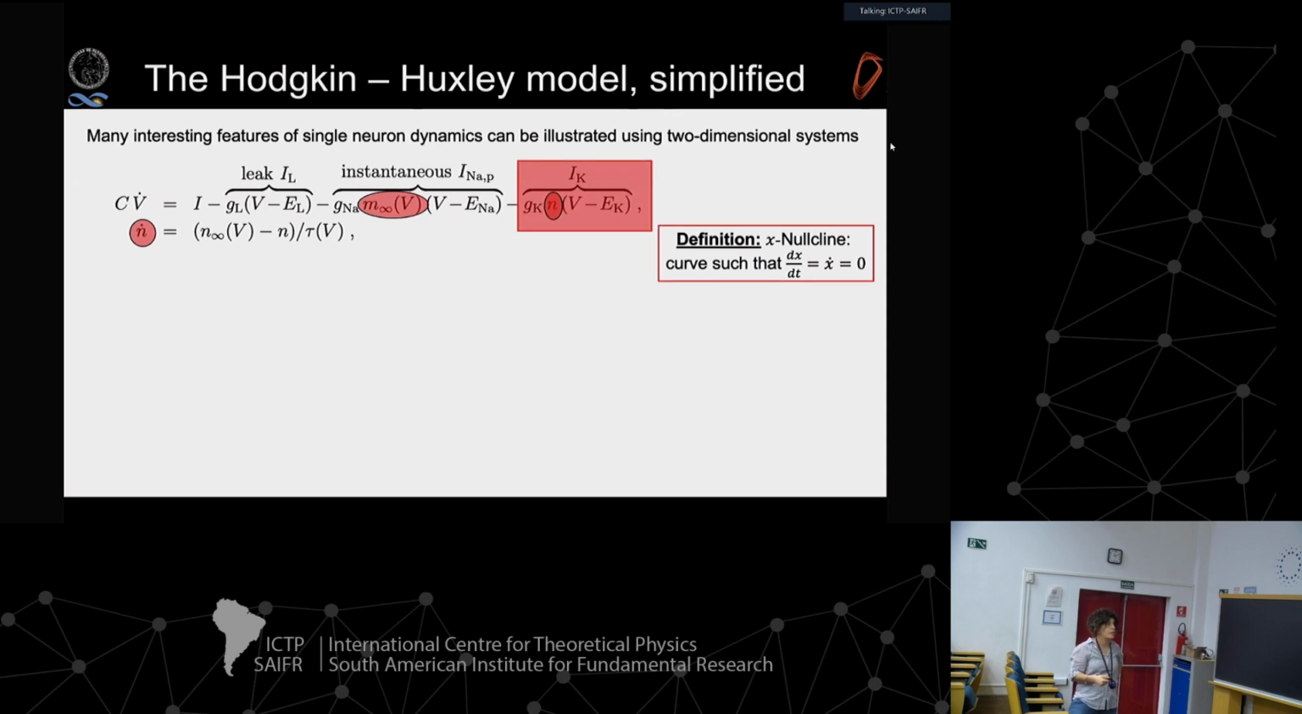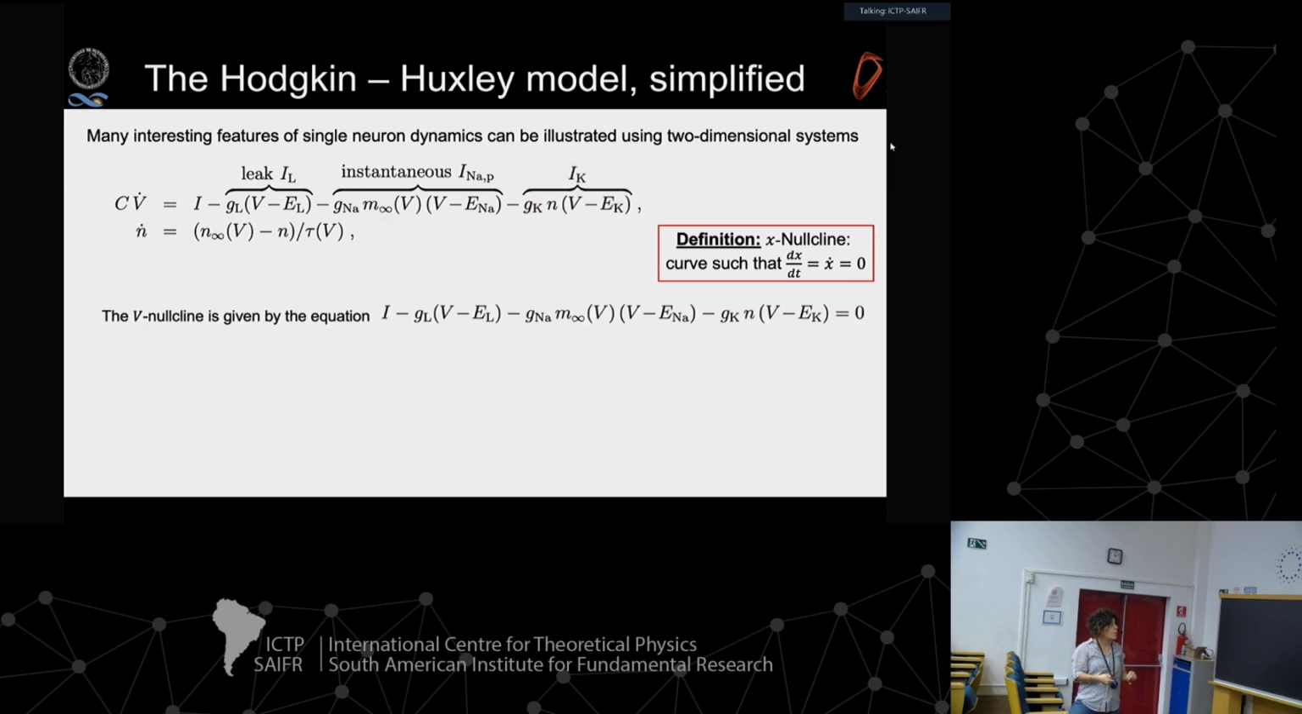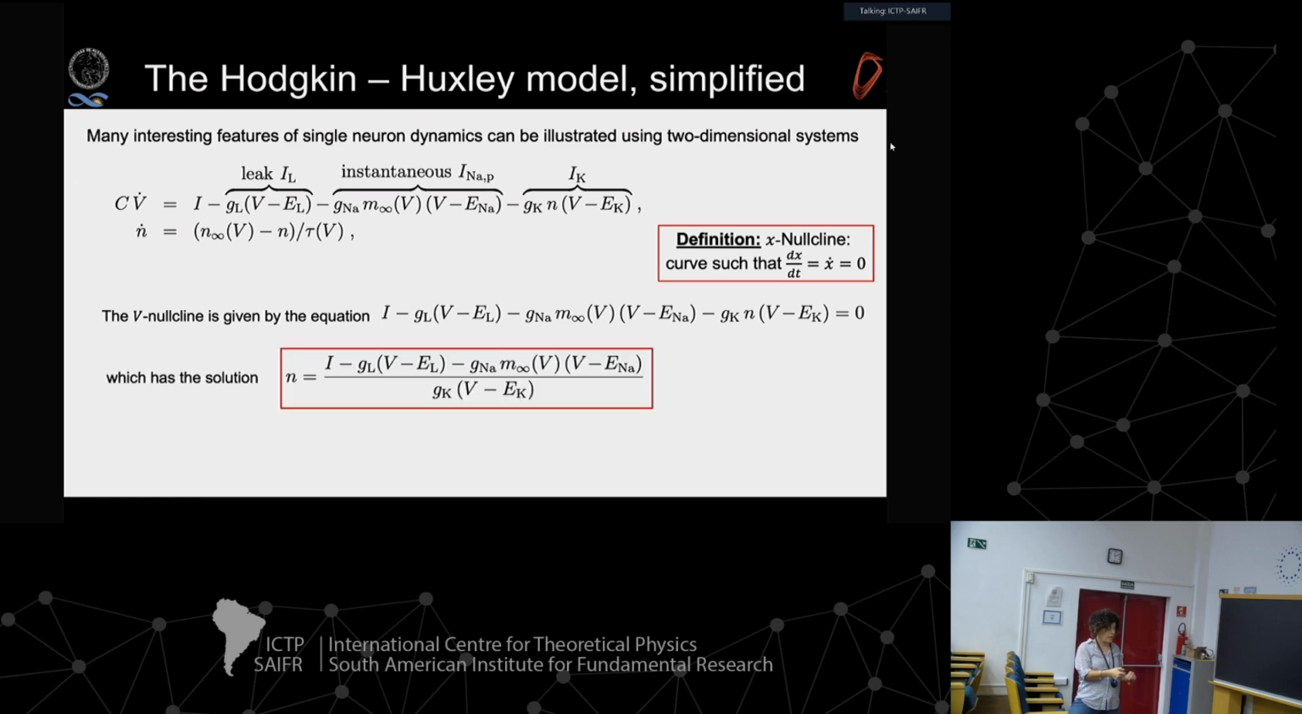A nullcline is just a curve where x dot is equal to 0. For example, this system is a two-dimensional system, so you have two nullclines, okay? The V nullcline is where this whole equation equals 0, that is here. These are all functions depending on V, and now you will see why you want to get n equal to a given function, okay? You do the same for the other one, the n nullcline.